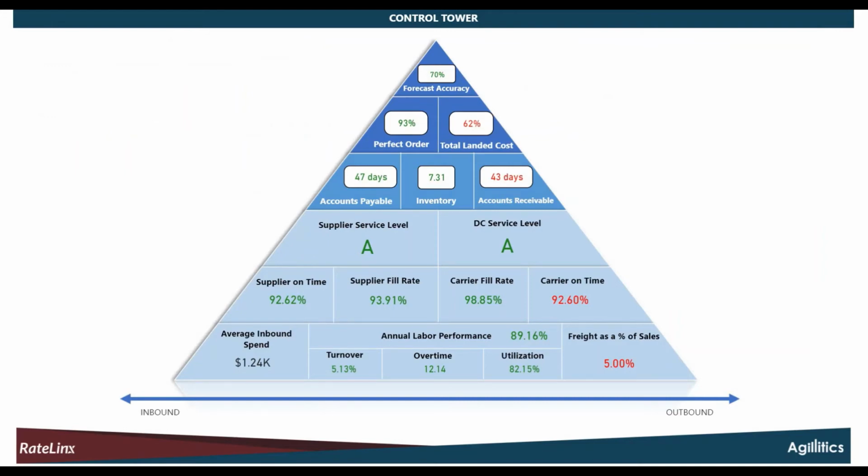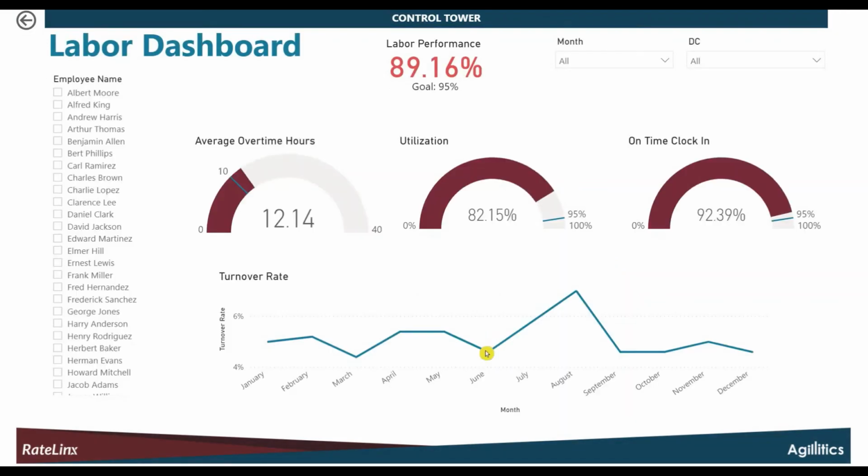The labor section of the executive dashboard displays metrics for the user to get an overview of their year-to-date labor metrics for all facilities. Average DC turnover rate, average overtime hours, and average utilization are all shown, as well as an overall score that is a weighted combination of the three. If you click on any of the labor tiles, they will take you to the labor dashboard to see a more detailed view.